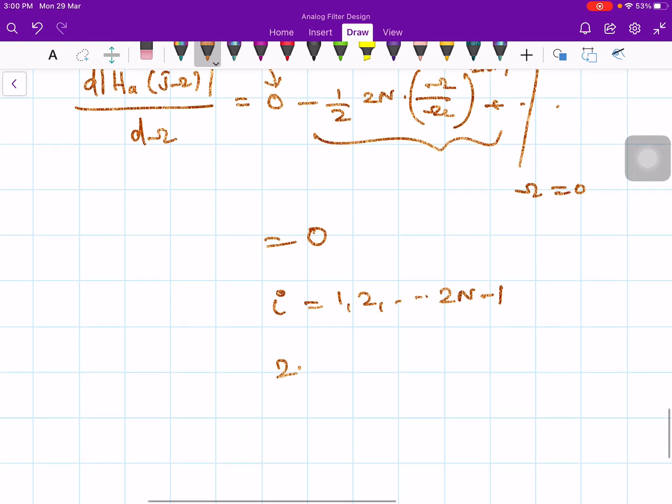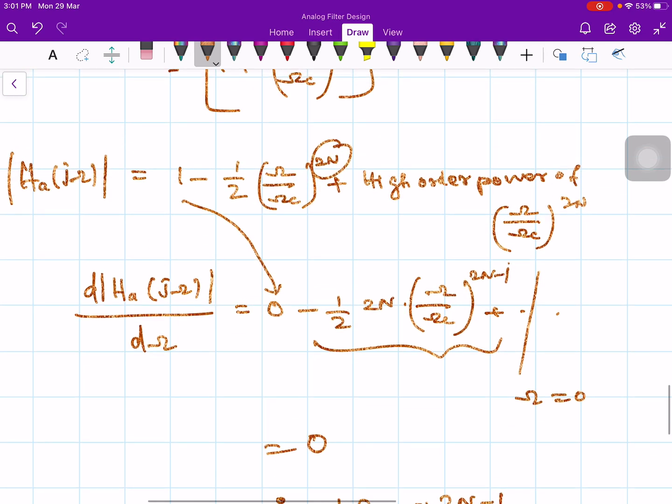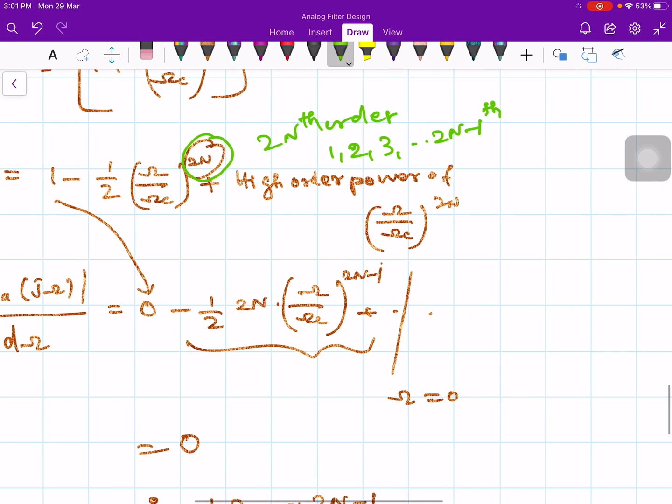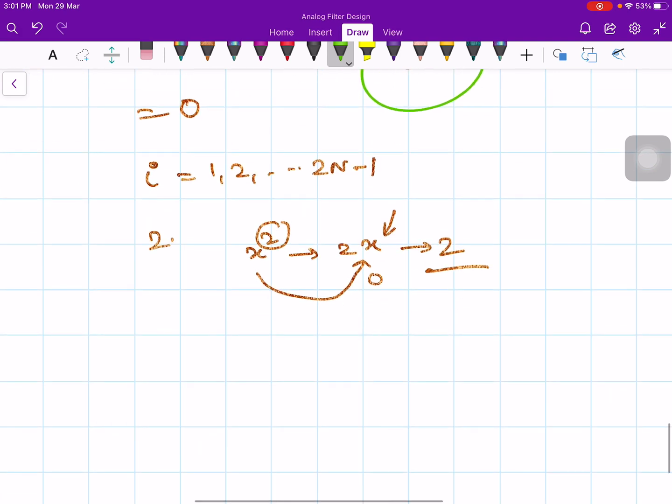For example, if you differentiate x squared, the first differential coefficient is twice x. Differentiate one more time and it will be 2. So the power is 2, and up to first order it becomes 0 if you substitute x equal to 0. The second order exists. Similarly, here I have 2nth order. Therefore first order, second order, third order up to 2n minus 1th order will give 0 if you substitute omega equal to 0, but only the last differential coefficient will survive.